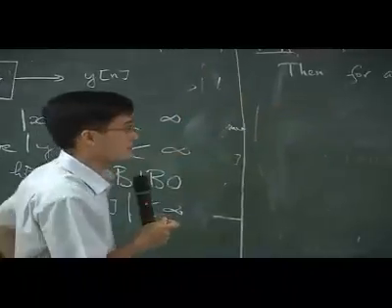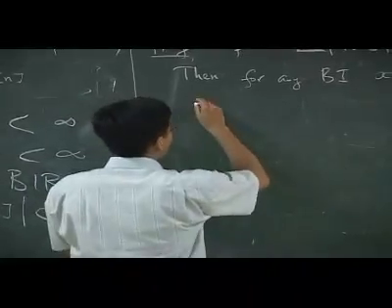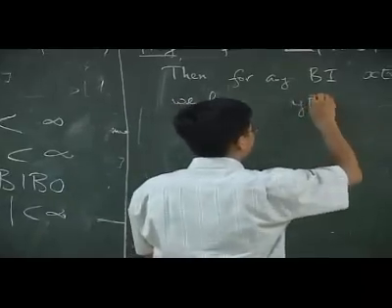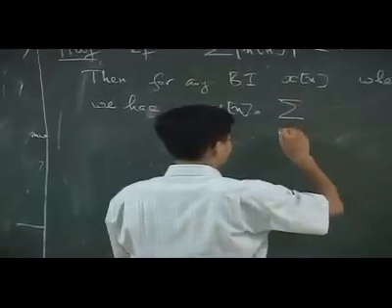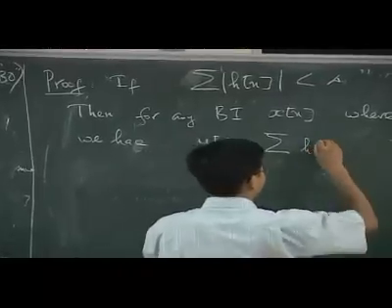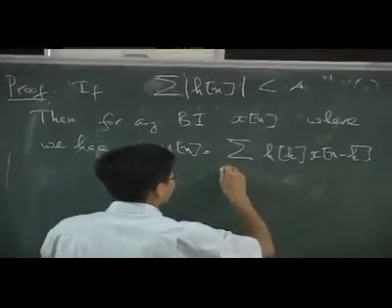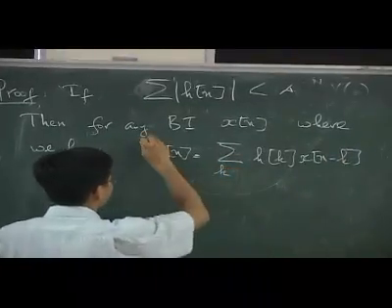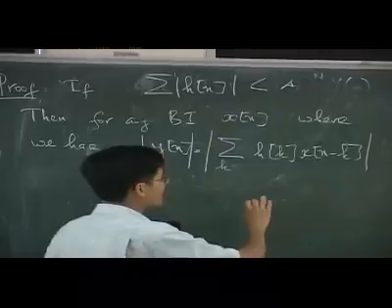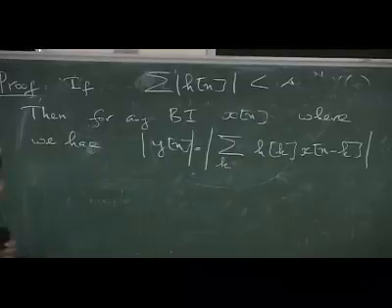So finite means I can find a number such that, from here, we have that the output y[n] equals the summation. Now I can use the convolution theorem, taking this h[k] times x[n minus k], and I take the absolute value. The absolute value of the sum is less than or equal to the sum of the absolute values, right?